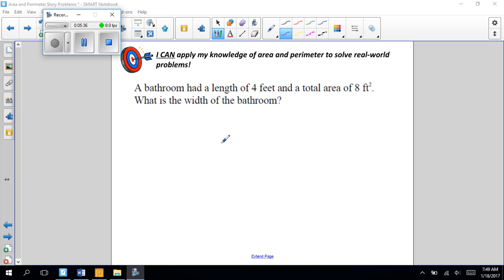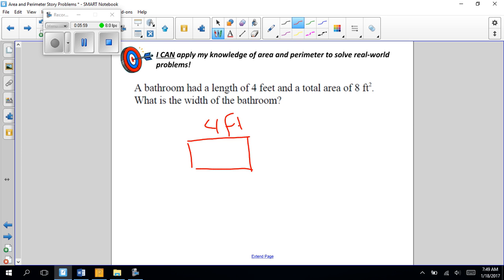Continuing on here, a bathroom had a length of 4 feet and a total area of 8 feet squared. What is the width of the bathroom? So you can pause it now. Let me do some work here in a second. All right, if I draw this out, I have a bathroom that's 4 feet long, has an area of 8, so I don't know the width, so I just draw it randomly.